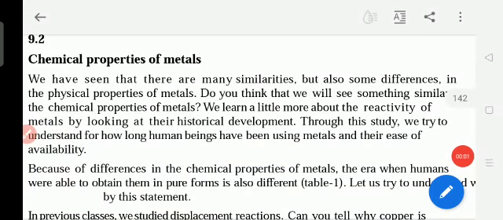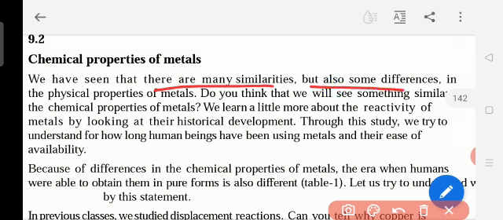Good morning, students. Yesterday we learned about the physical properties of metals. Today we learn the chemical properties of metals. We have seen that there are many similarities but also some differences in the physical properties of metals. Do you think that we will see similarities in the chemical properties of metals too?